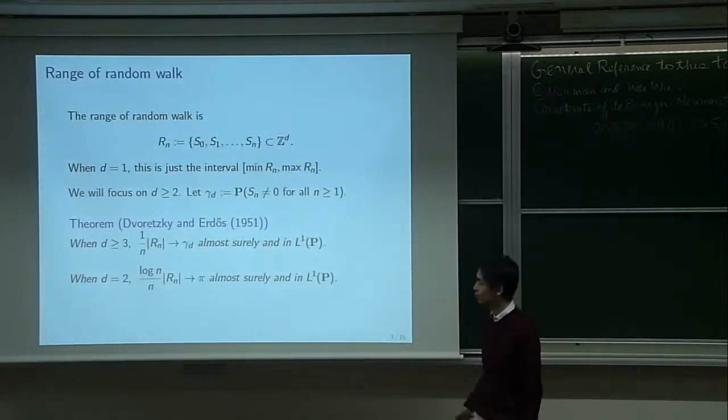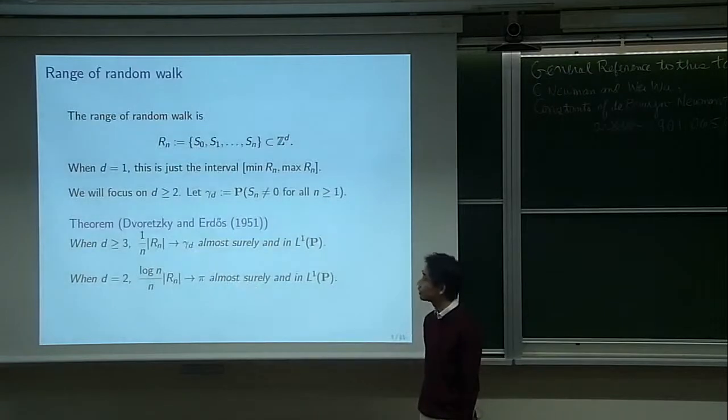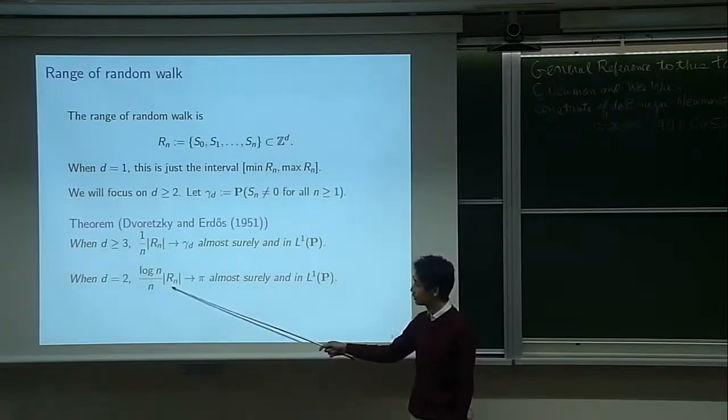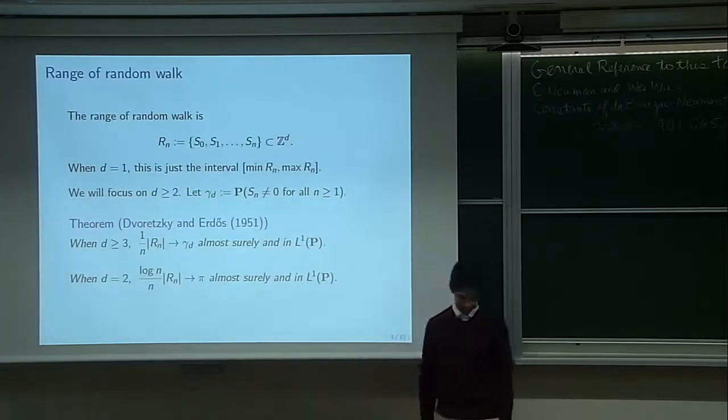And in dimension 2, as I said, this gamma_2 is 0, and therefore you have to introduce another scaling. And that is actually given by log n divided by n. And under this scaling, this converges to pi.